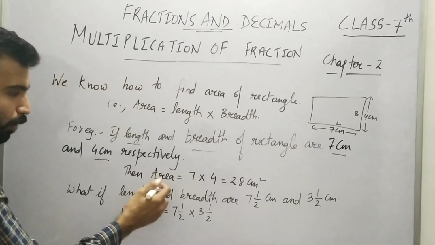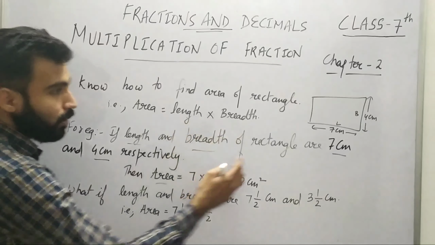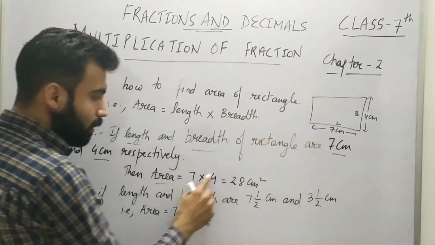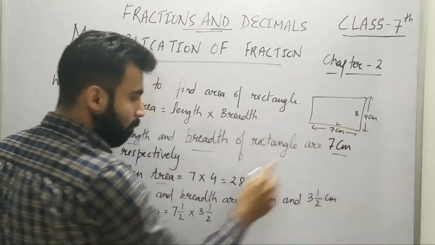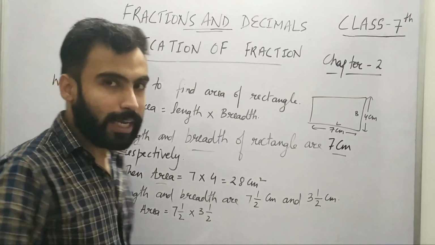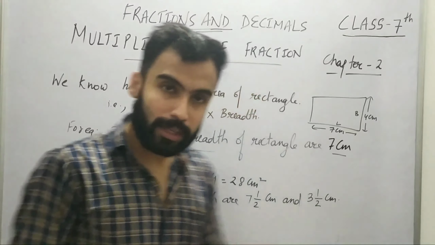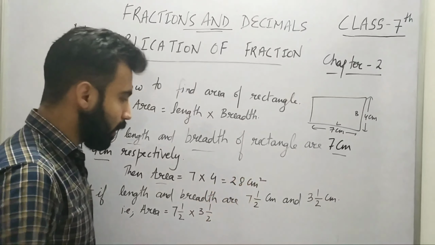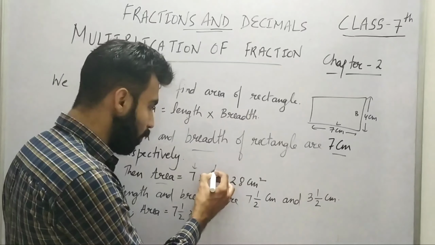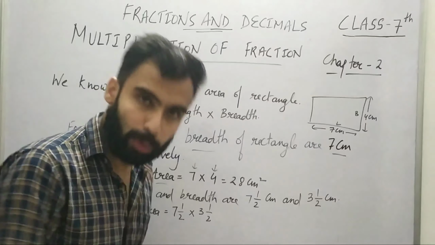Now area, we all know, is length into breadth. So let me just substitute the values here. At the place of length I have put 7 and at the place of breadth I have put 4. So 7 into 4, length into breadth, that is 28 centimeter square, right? So this is the area of the rectangle. That means we know how to multiply whole numbers, right? You can see these are whole numbers. So 7 into 4 is 28, right?